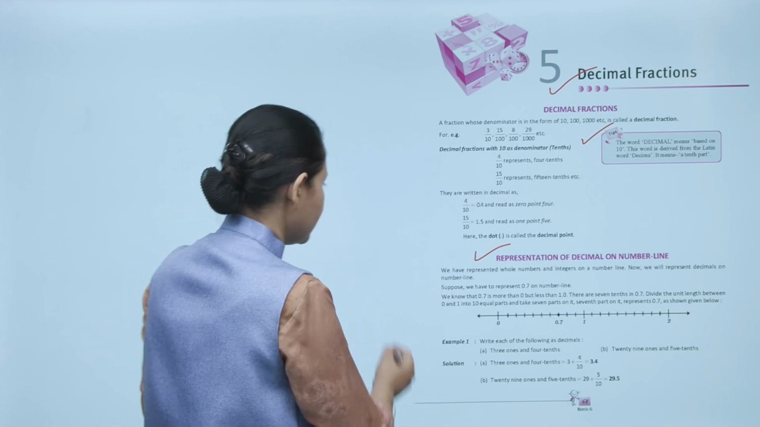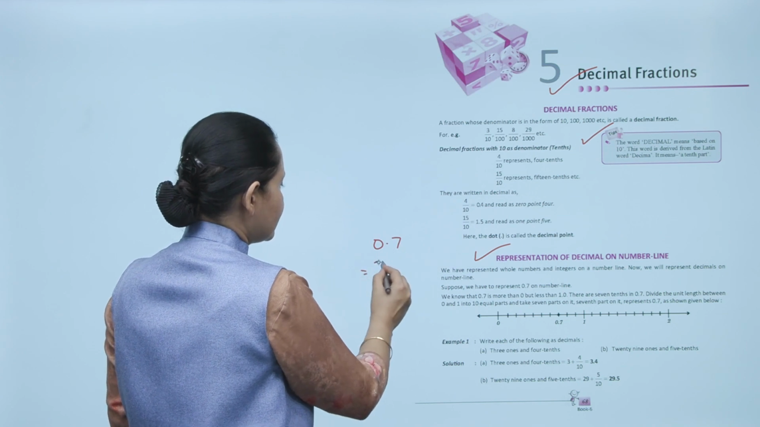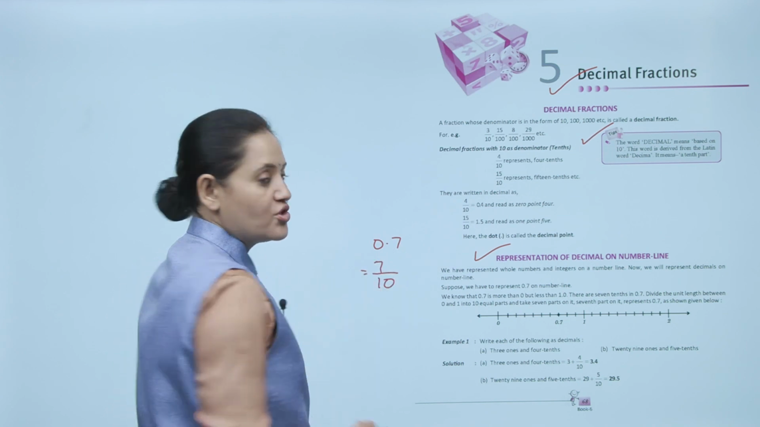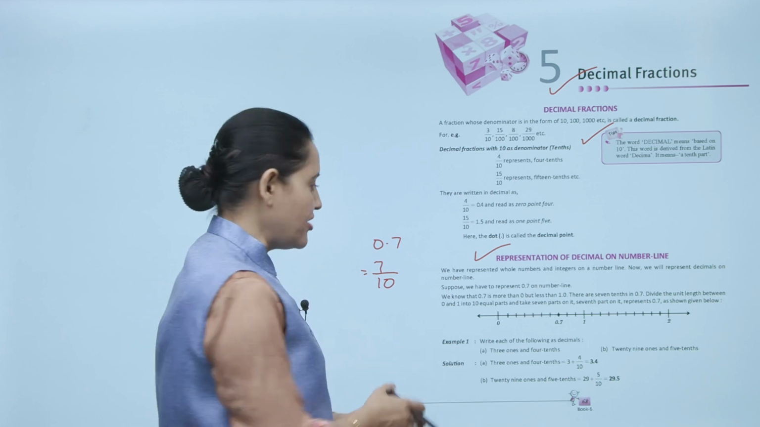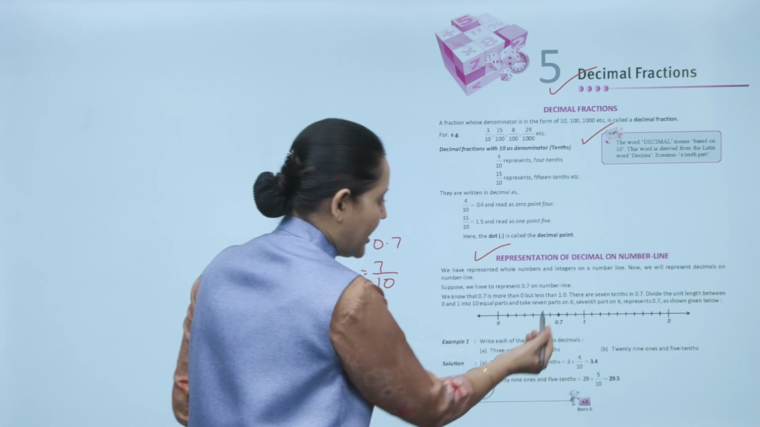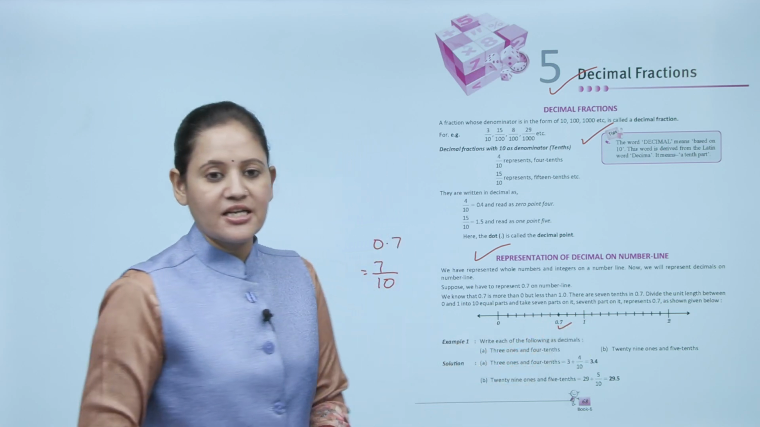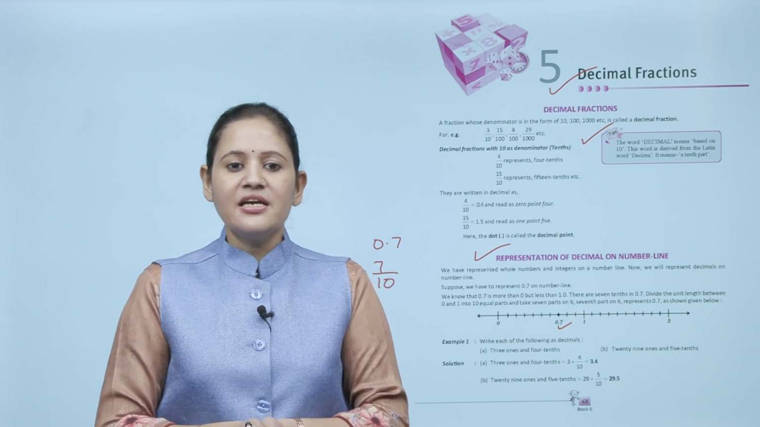So 0.7 can be written as 7 upon 10. So we have to represent 7 upon 10 on the number line. It's between 0 and 1, 10 equal parts, and the 7th part will represent 0.7. Clear? Example लेते हैं.